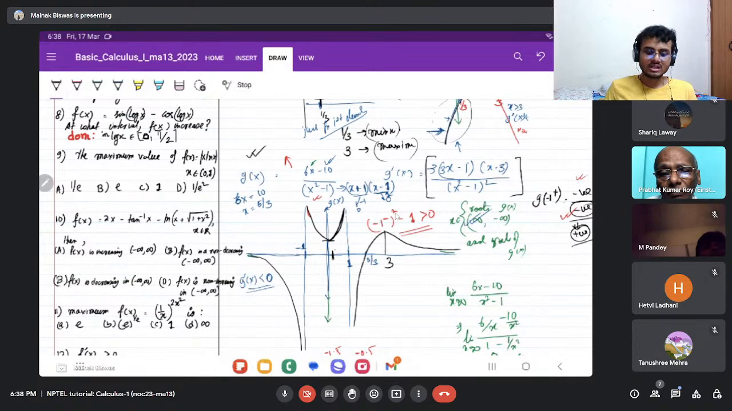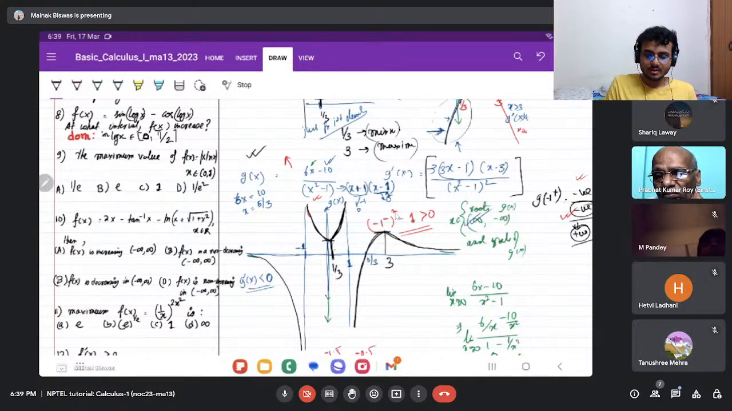Last part, did you understand? I went a bit fast. Why did I draw it this way? From 1 by 3, at 1 by 3 you have a local minima. This is a local minima, right? So what does it mean? In this, if you have a local minima at 1 by 3, at 3 you have a maxima. We have already seen that, right?